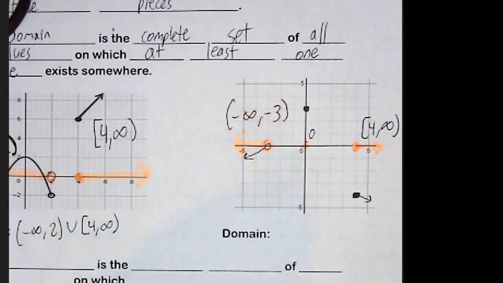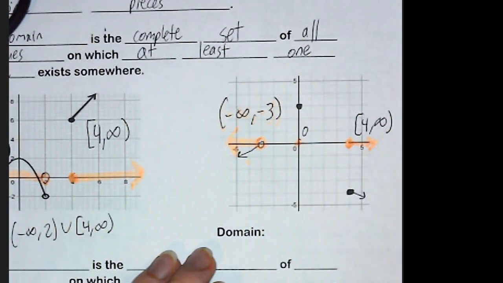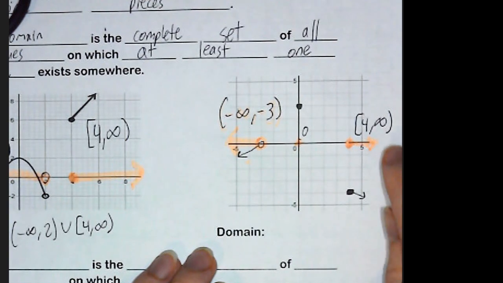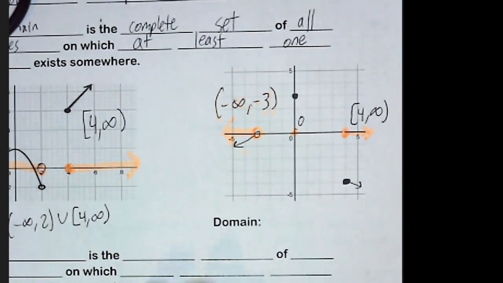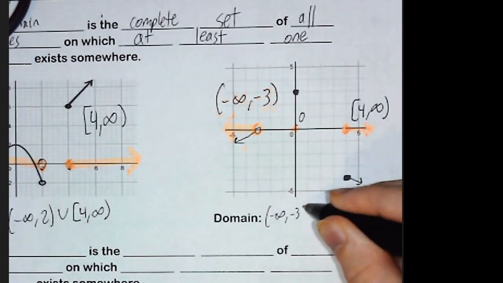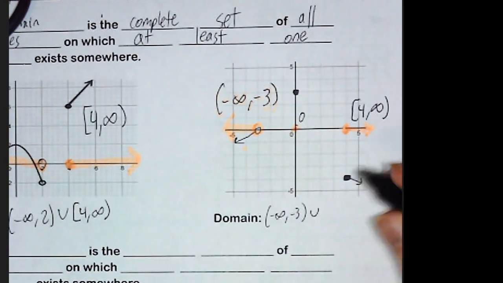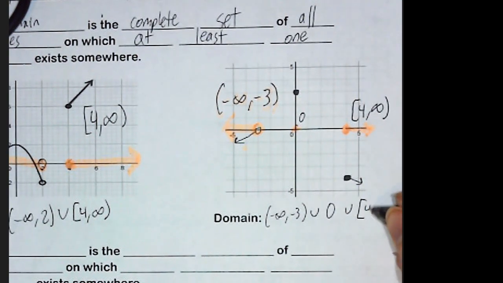So our domain is everything from negative infinity to negative 3, not including negative 3, 0, and everything from 4 to positive infinity, including 4. So that's how we're going to write our domain. It's going to be negative infinity to negative 3, union 0, union 4 to infinity, including 4.